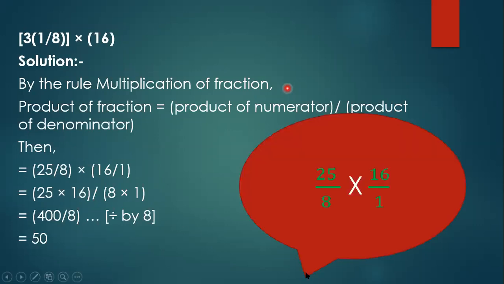What I'll do rather, I'll write it this way. In 8's table, 8 comes 1 time, 16 comes 2 times. So what will I get? I will get 25 multiplied by 2, which is 50.